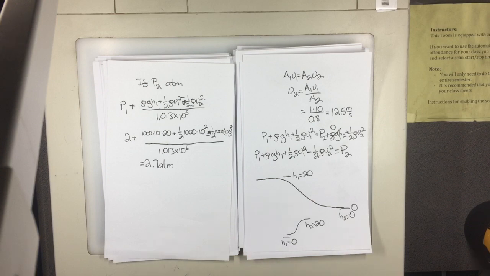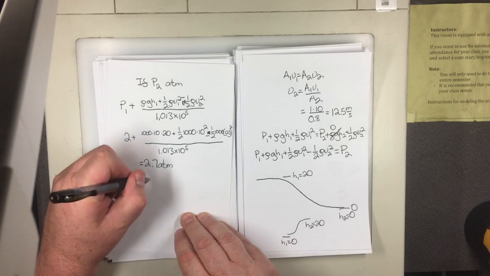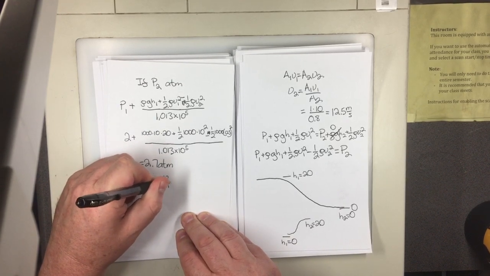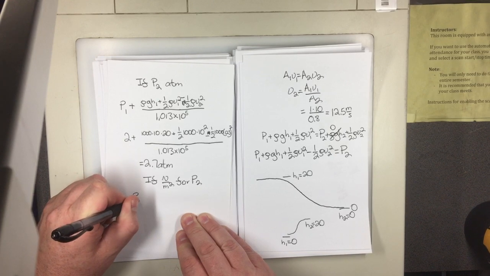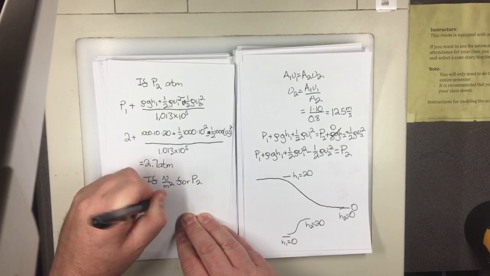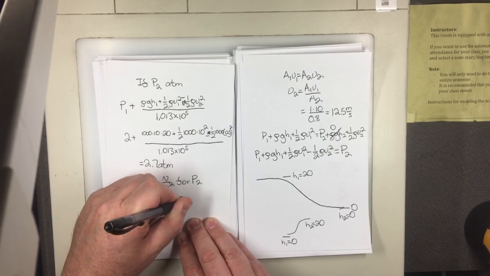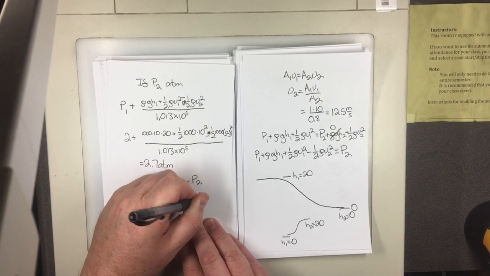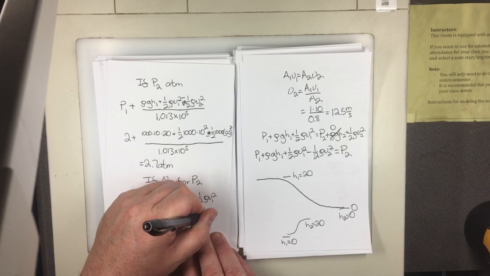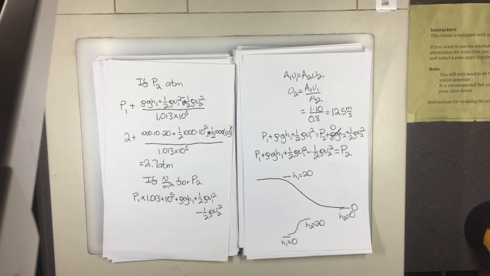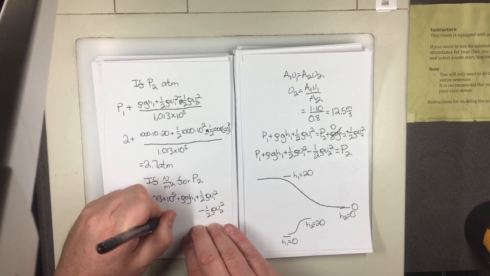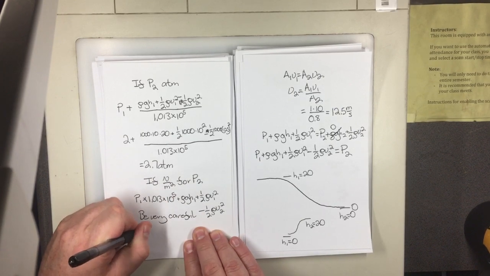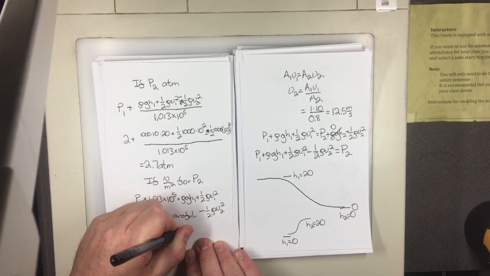I'm going to just write out the equation. I'm not going to solve for it because we'd end up with the equivalent of this. If I ask for newtons per meter squared for P2, what I would do is take P1 and multiply it by 1.013 times 10 to the fifth, and then add it to rho gh1 plus 1/2 rho v1 squared minus 1/2 rho v2 squared. And I'd basically get whatever that is multiplied by 1.013 times 10 to the fifth. So you need to be very careful with your units.